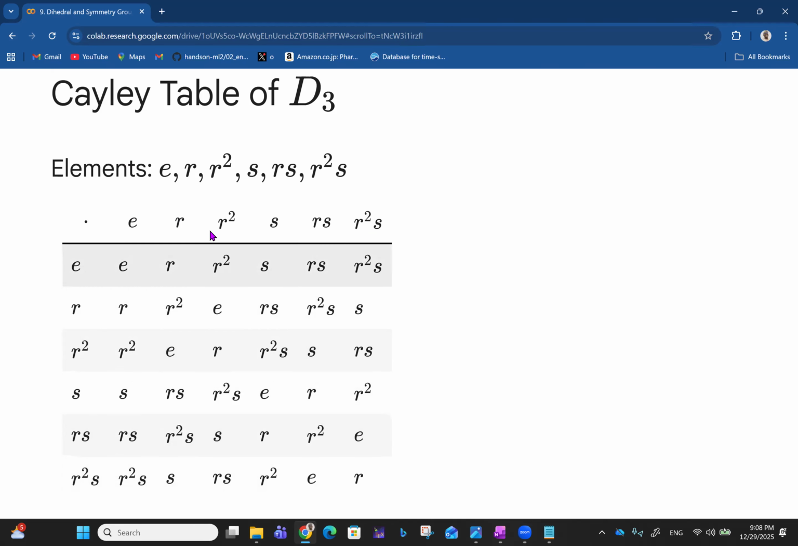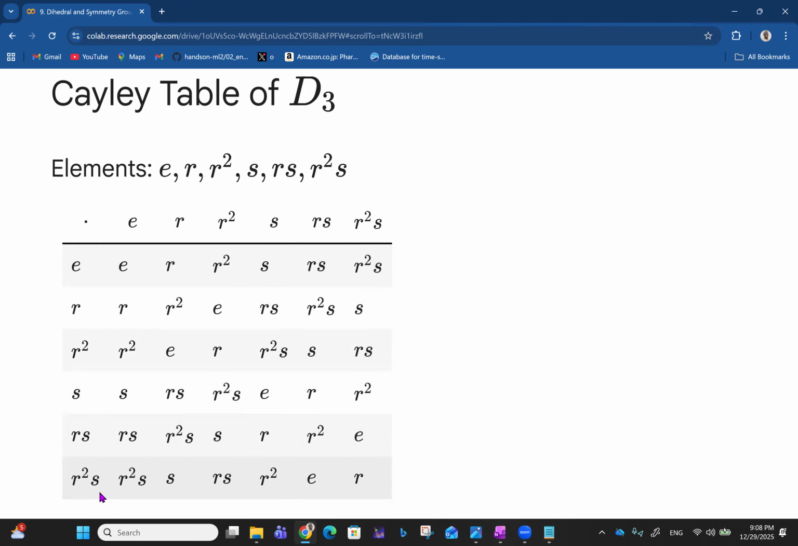Then R cubed R squared, that's R cubed R cubed is E, so we have RS left, correct? Then R squared S is R squared S squared. All right, that'll be R squared E because S squared is E. Then R squared S RS, so that's R cubed S squared. Everything is E there. Then that's the identity.